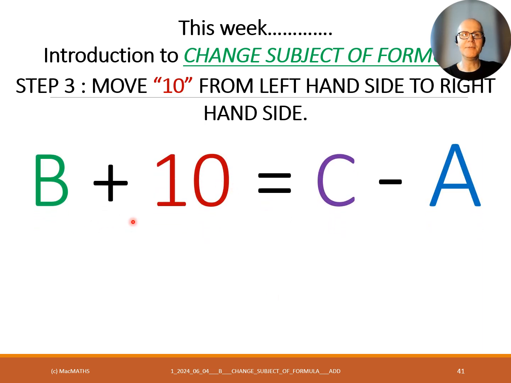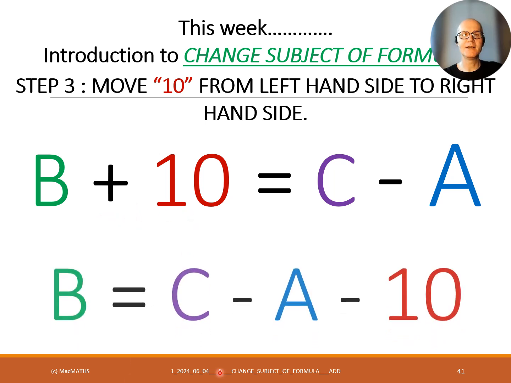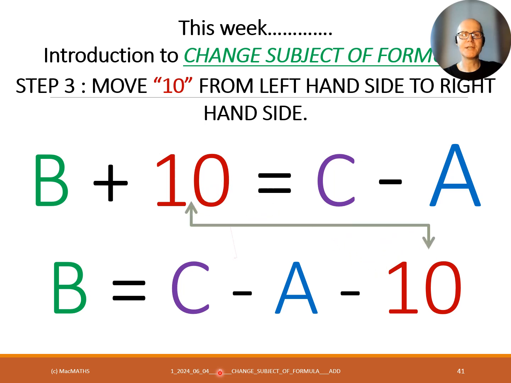We now have b plus 10 equals c minus a. To isolate the b, we need to move the 10. Currently, we're plus 10 on the left-hand side, so that becomes minus 10 on the right-hand side. We've moved the 10 from the left-hand side to the right-hand side. We've changed from adding 10 to the inverse operation, minus 10, subtracting 10.